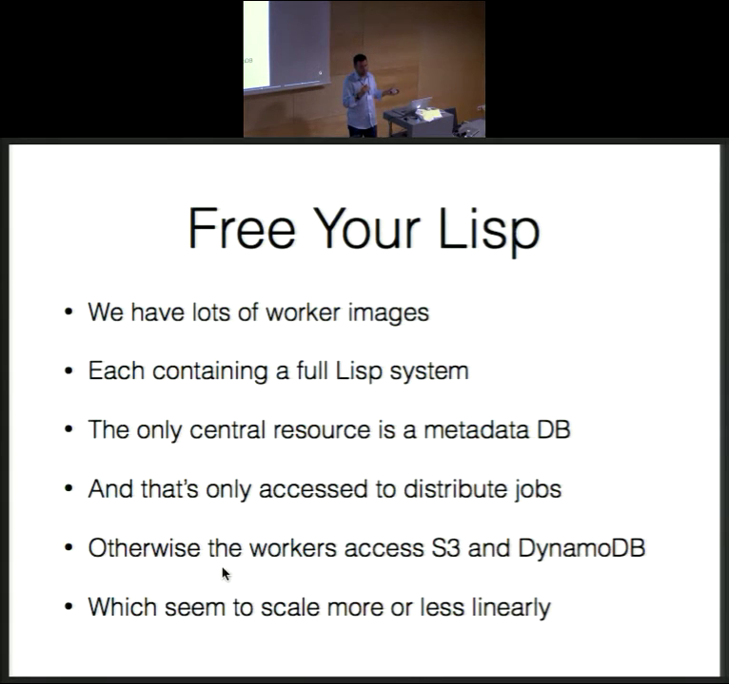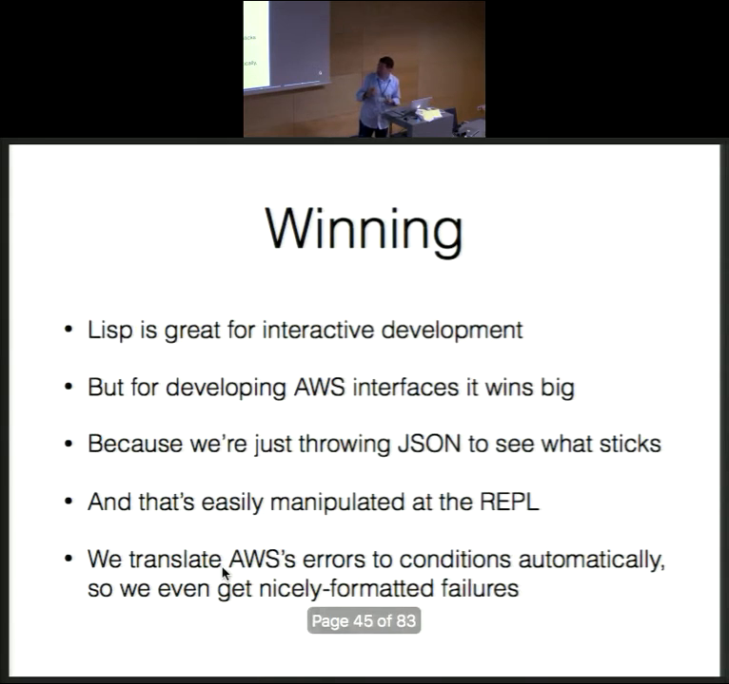And the whole thing scales very linearly because you are now using these Amazon services for the main data transfer and you don't have that central point of failure anymore. Result being, Lisp is great for interactive development. AWS, it was great. There's lots of JSON, so it's very easy to implement. And it's easily manipulated at the REPL. And we even do things like our AWS errors are all internal. We automatically translate them into Lisp errors.